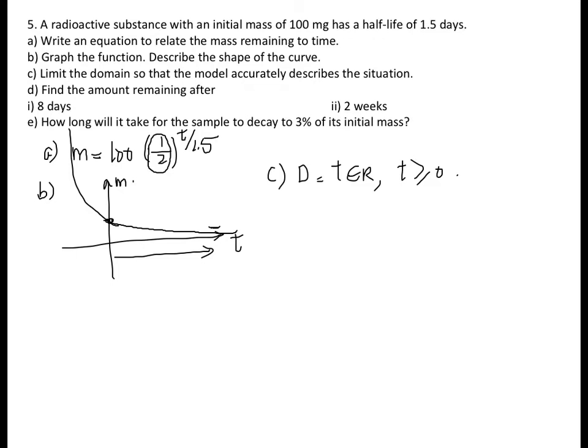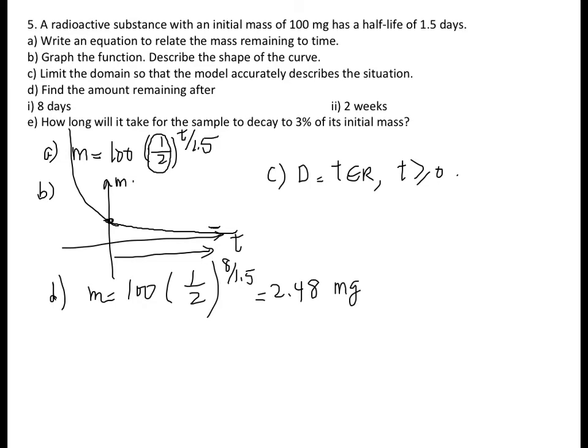Find the amount remaining after 8 days. So I'm going to use the formula, and I'm going to say that m is 100 times 1 over 2 to the power t over 1.5. t is 8 days, so I can just replace t with 8 over 1.5. If you simplify this one, you are going to get 2.48 milligrams.